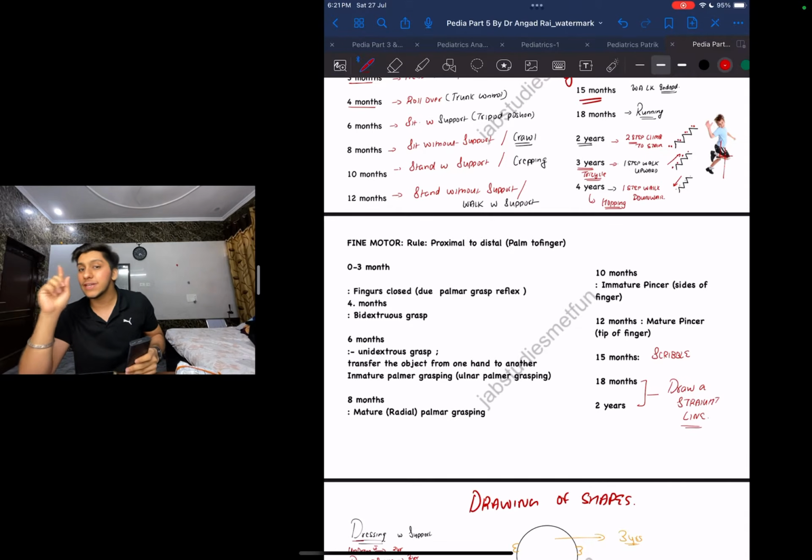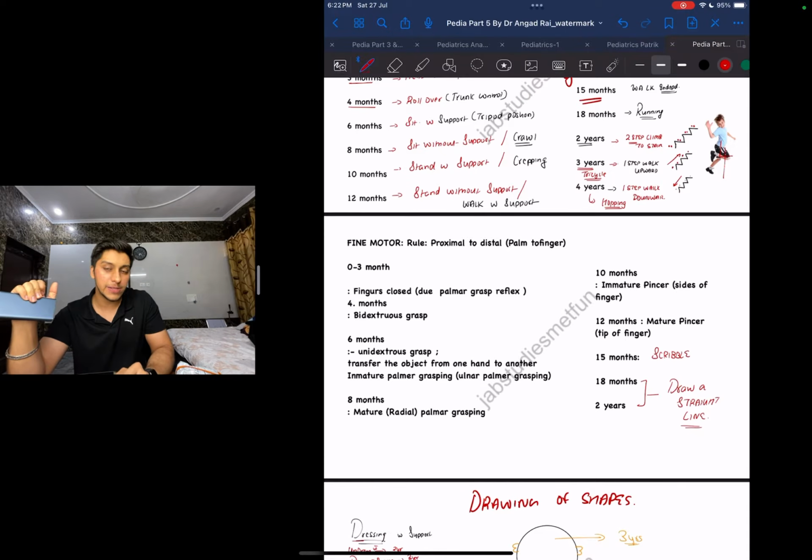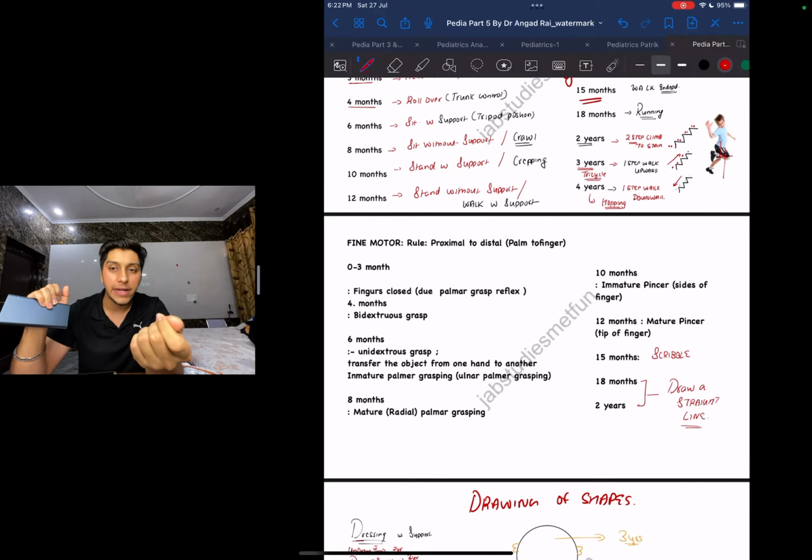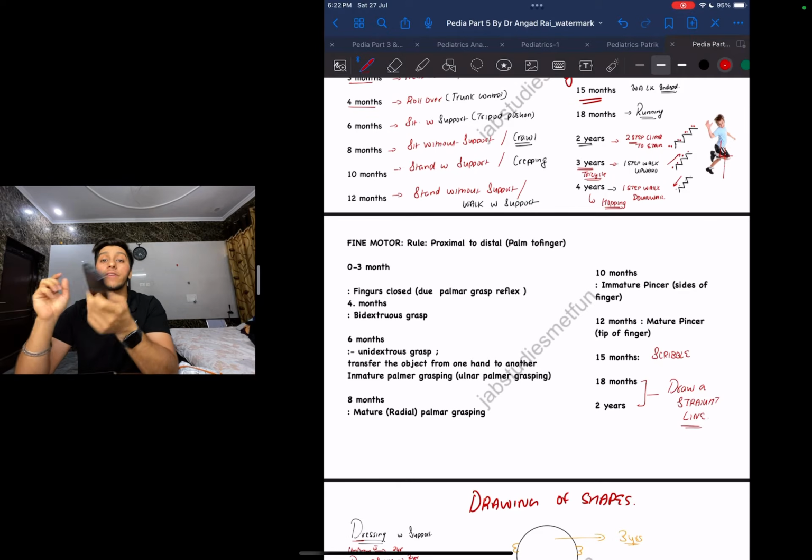So remember, by 6th month there are 3 fine motor milestone achievements. One is unidextrous grasp, other is able to transport one object from one hand to the another. 3 is immature palmar grasp. Now after immature, guys, will come obviously mature. So 8th month you will have mature palmar grasp, also known as radial grasp. By 10th month, now you'll have immature pincer grasp.